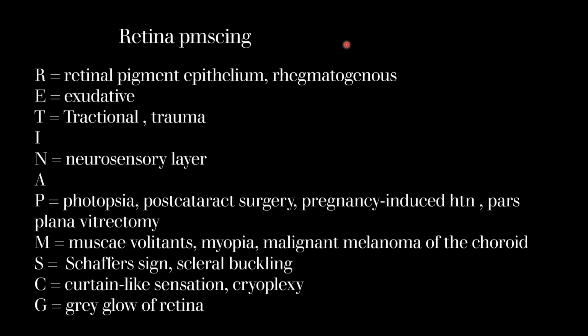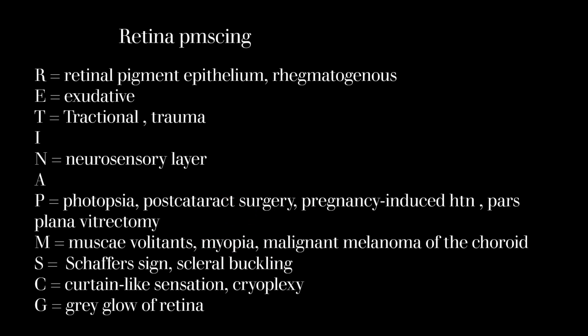Okay, so what are the causes of rhegmatogenous retinal detachment? The causes are post cataract surgery, myopia, and trauma. These are the three major causes of retinal detachment: trauma, post cataract surgery, and myopia. After that there is exudative.